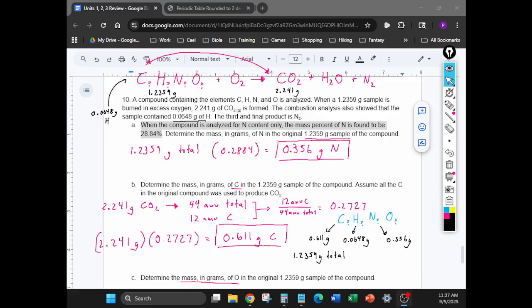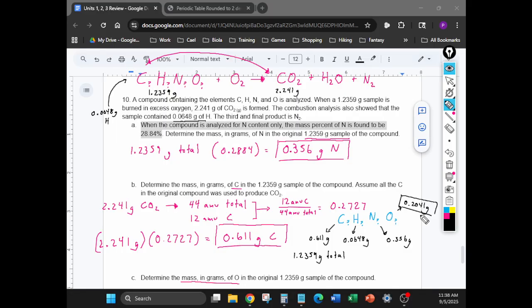All right, guys. So I just summarized the information right here in the corner for you. Sorry, running out of space. The compound is made out of carbon, hydrogen, nitrogen, oxygen. Carbon, we found out in part B, is 0.611 grams. Hydrogen, it's in the problem, is 0.0648 grams. The nitrogen is 0.356 grams from part A, and the total is 1.239. So to find the oxygen, you just need to subtract all of them from 1.239, and I got an answer of 0.2041 grams. Everybody good with that? So that is the weight of oxygen inside that original compound.